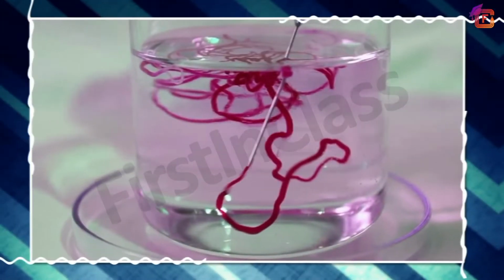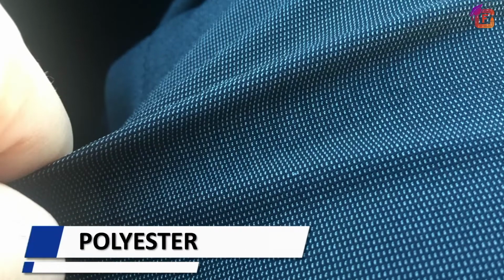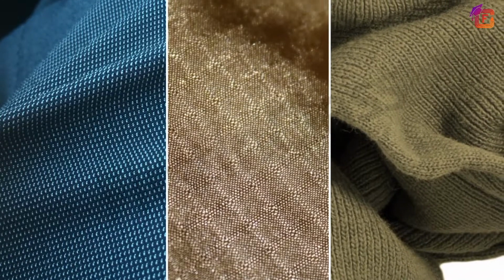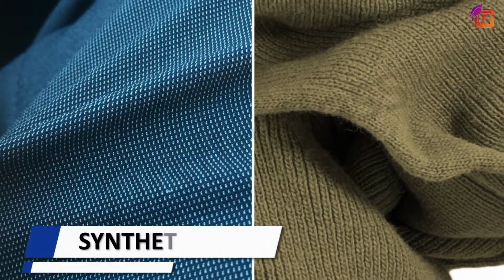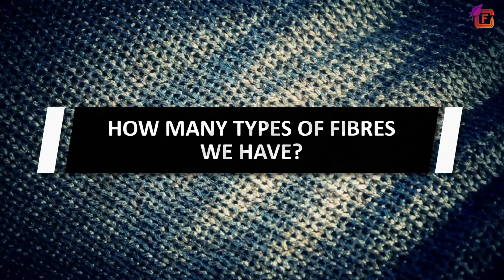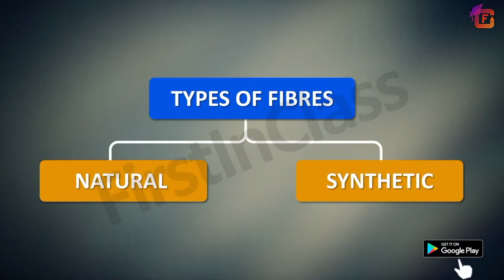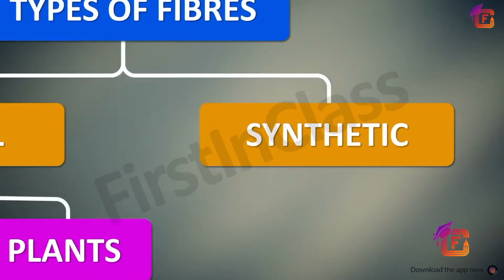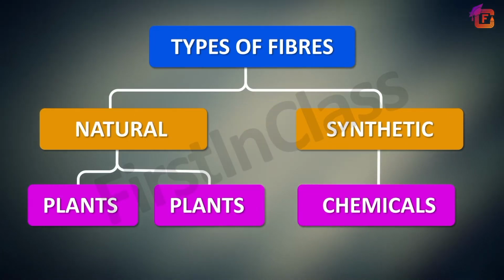Now let's learn about another source of fabrics, which is neither plants nor animals. Instead, we have synthesized them. Yes, fabrics such as polyester, nylon and acrylic are synthesized from chemicals such as byproducts of petroleum. So they are called synthetic fibers. So how many types of fibers we have? Yes, two. Natural and synthetic. Natural fibers are obtained from plants and animals, whereas synthetic fibers are man-made and synthesized from chemicals.